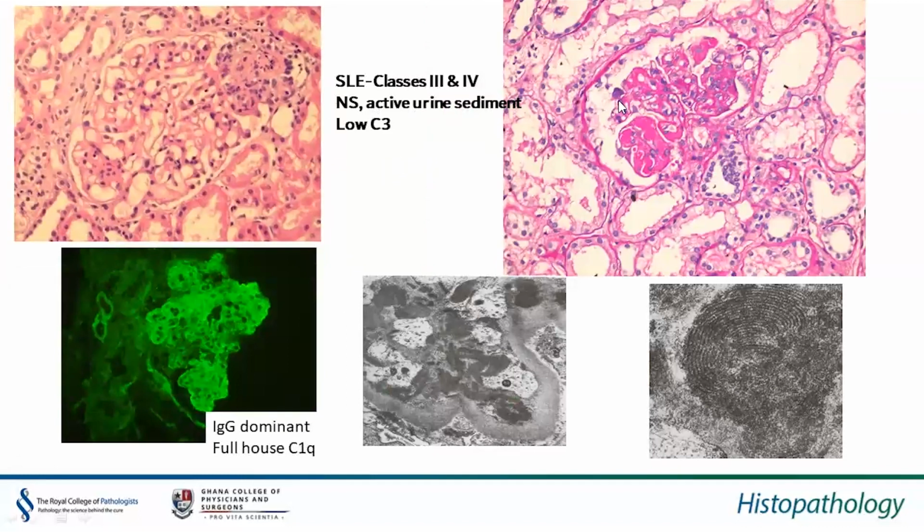Now, classes 3 and 4 are actually part of the same spectrum. Class 3 involves less than 50% of the glomeruli. Class 4 involves more than 50% of the glomeruli. In class 3, which we call focal involvement, because it involves less than 50%, the involvement may often be segmental in nature. So you can see here, there's segmental hypercellularity.